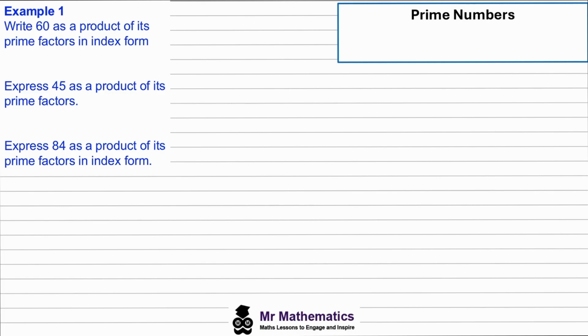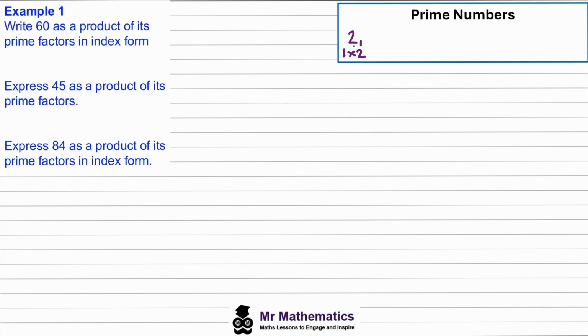So before we can work out the prime factors, we need to understand what a prime number is. This is a number that has exactly two factors, one and itself. So the lowest prime number will be the number 2. Its factors are 1 times 2. A common mistake here is to think that 1 is a prime number. It isn't, because it only has one factor, just 1.